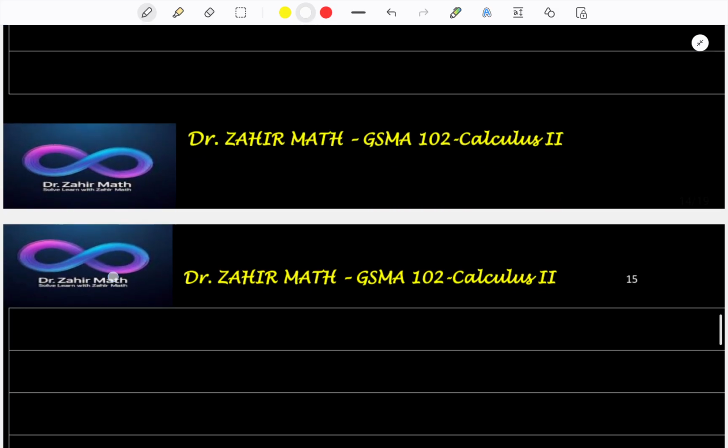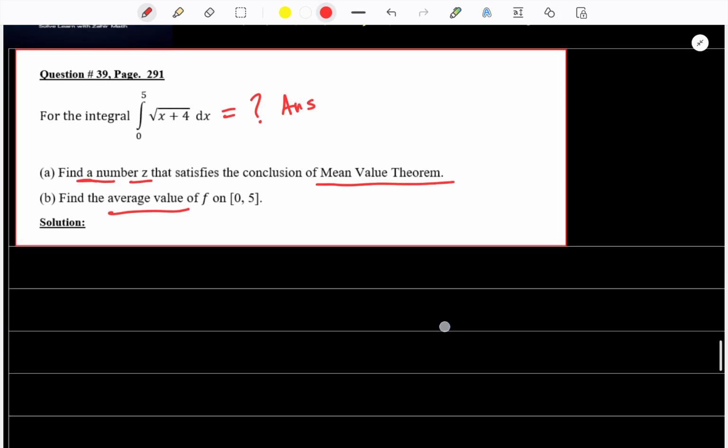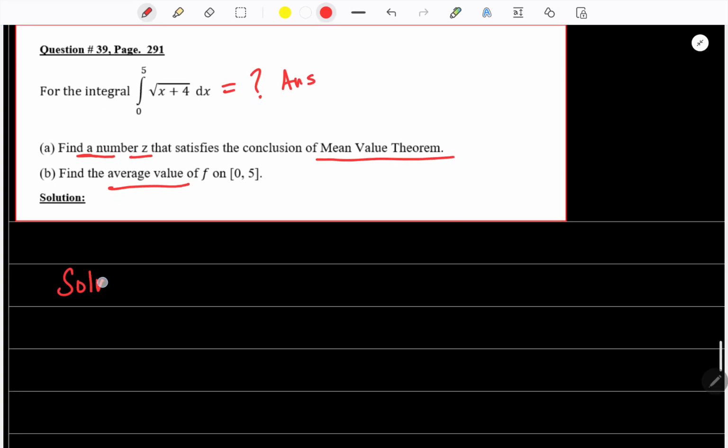Yes. The next question which I'm going to do is a little different question. What is that? So the same question, find a number z that satisfies the mean value theorem, average value. Is this the answer given here? No. Answer is not there. So first of all, we need to integrate this one to get the answer, right? Yes, let's start the solution.